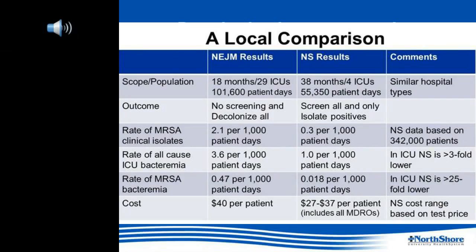All-cause bacteremia was more than 3-fold higher, and the rate of MRSA bacteremia with universal decolonization was more than 25-fold higher, and our costs were actually less. So it's important, especially when you have very detailed information given in publications. It's an excellent opportunity to compare what your rates are, what your costs are, and what your patient outcomes are using their published data in order to decide what path you should take or you'd like to take in improving patient outcome for your own individual patients.